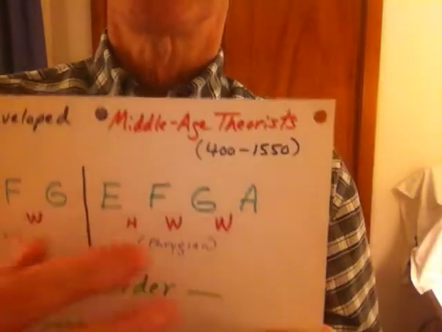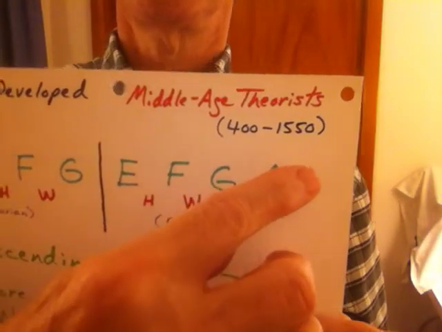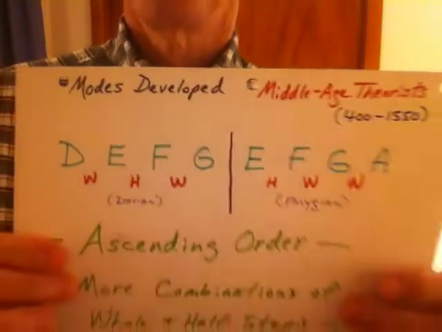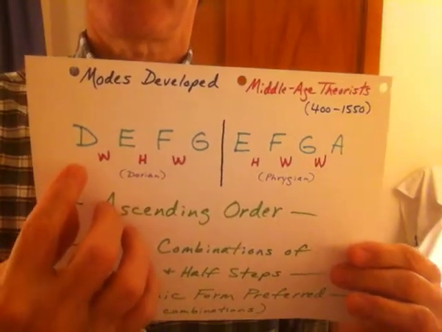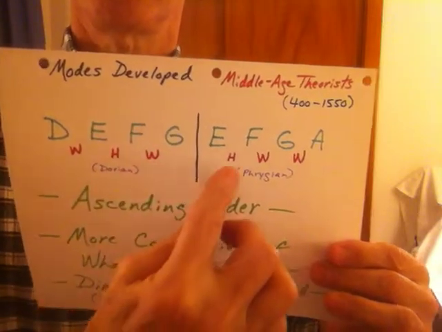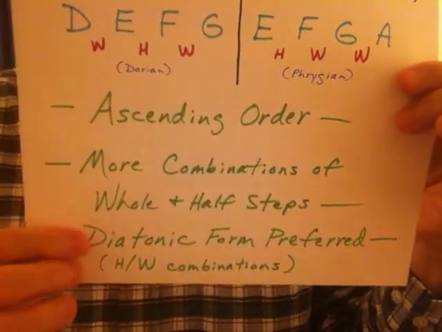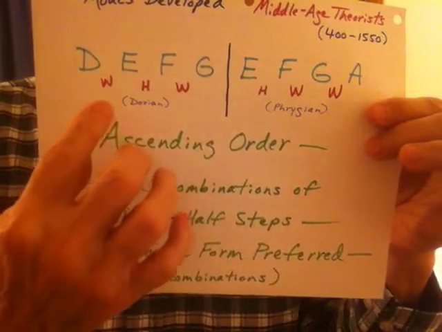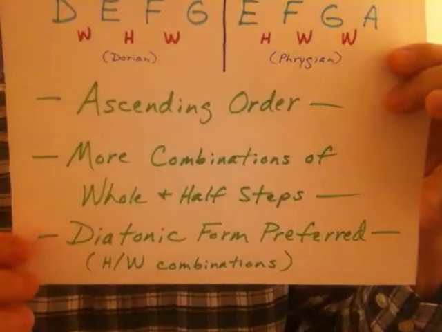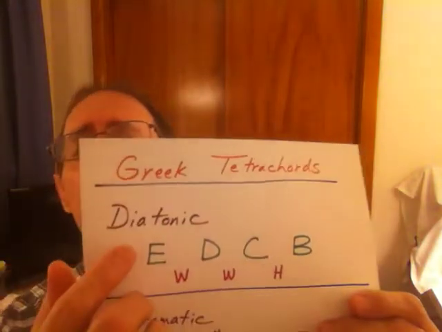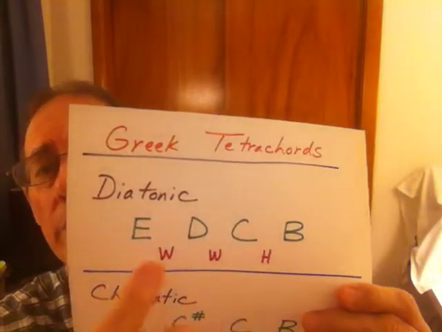Now, by the Middle Ages, okay, that's roughly 400 to 1550 CE, what they did was they decided that they liked to see the tones in the ascending order, okay? So they kept the ascending order of tones. They liked that better. And they like to work with different combinations of whole and half steps. They preferred that. And of the 3 Greek tetrachords, they basically preferred the diatonic setup or version of half steps. Okay? So we talked about that in the other videos. You can review it if you want to.